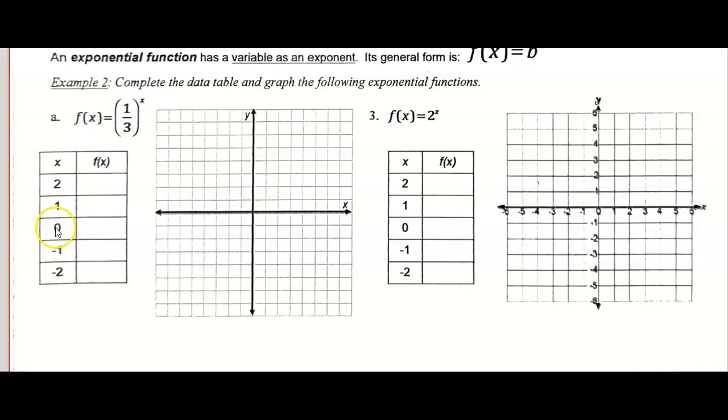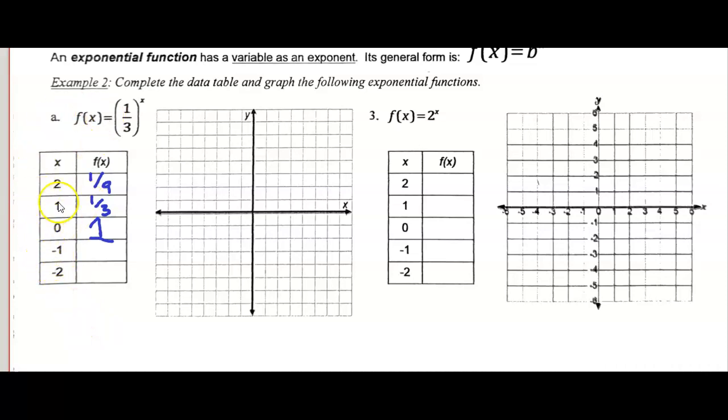You can start with 0, because anything to the 0 power is just 1, right? And then anything to the 1 power will just be itself, so 1/3 to the 1 would just be 1/3. 1/3 to the second would be 1/3 times 1/3, which is 1/9. So we're graphing very small numbers, fractions. And now we've got to do negative powers, right?